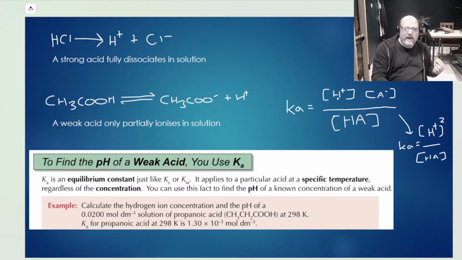Why can I turn that into H plus? Well, for every one CH3COOH that breaks down, I must have an equal amount of that and that. They must be equal.